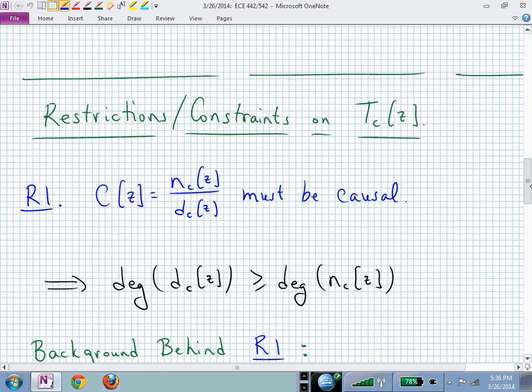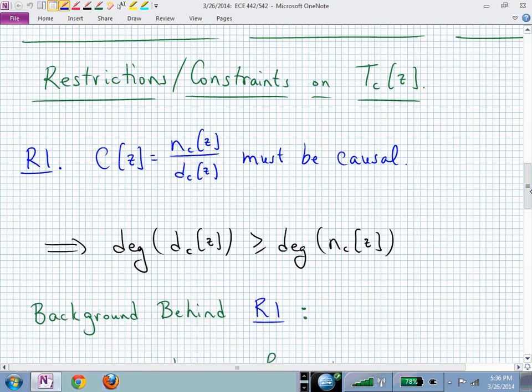We talked about the first restriction last time, but now we'll talk about more. But first, let's remind ourselves what we talked about last time, which was restriction 1, R1. I'll label them R's because we already have C's all over the place, and C's for constraints. No, let's just say C's are our controller, C of Z. R's will be our restrictions.